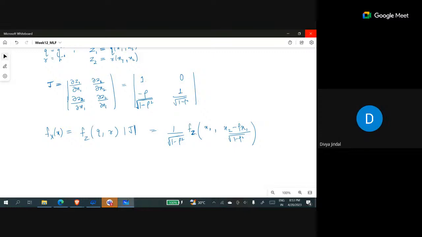Here, this is the determinant of the Jacobian, right? The mod of the Jacobian is simply the determinant of the Jacobian, right? Yeah, but you also take the mod after that. Like you find the determinant and you put it into modulus.